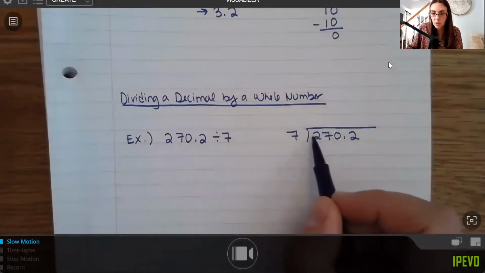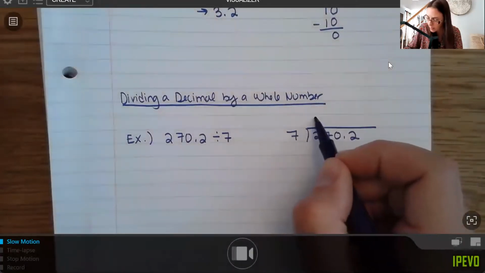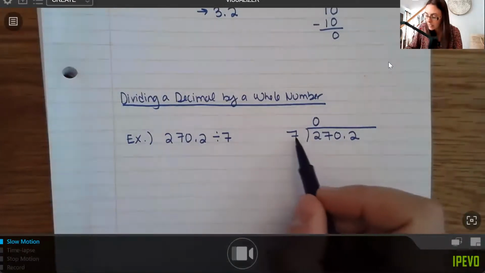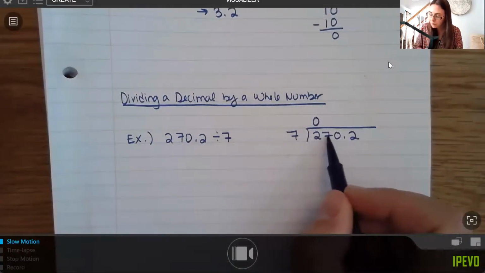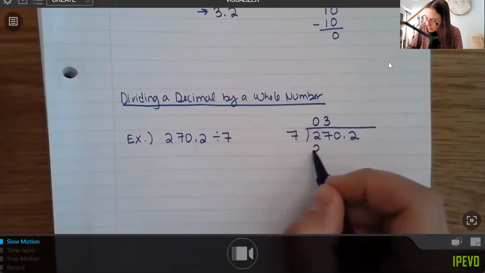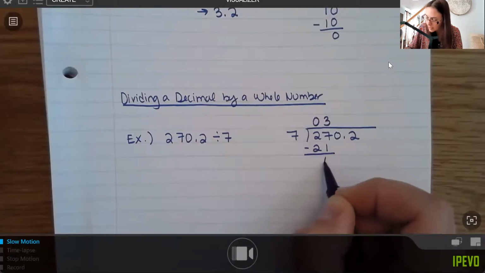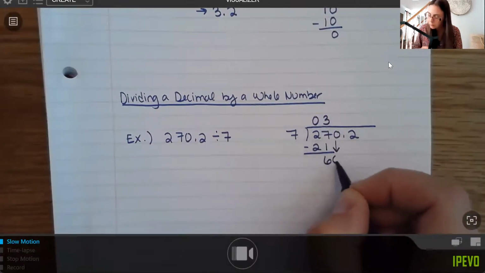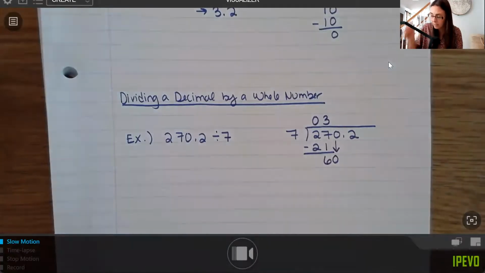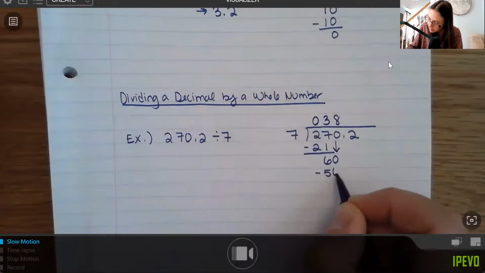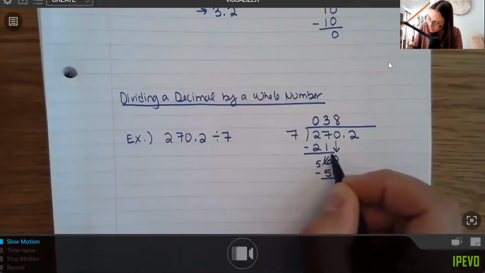7 does not go into 2. So above it, I'm just going to put a little 0 to remind myself that I'm above the 2 here. 7 does go into 27. And it goes in 3 times, which is 21. Notice that I'm right above the 7. Now I'm bringing down the 0. So now I'm looking at the 7 go into 60, and it goes in 8 times, which is 56. And if I subtract here, I get 4.